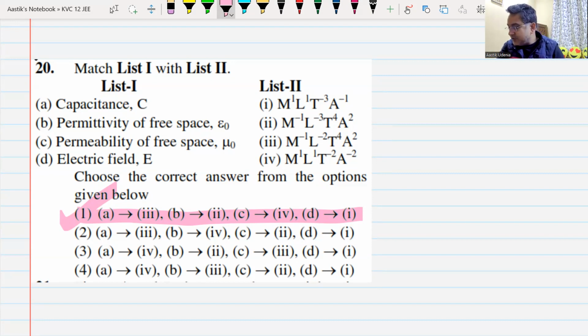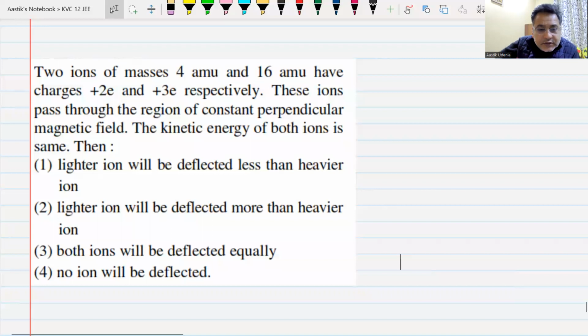Let's see how you do with this one. Revision time. One of the last questions that you are going to see before the exams. Two ions of masses 4 AMU and 16 AMU have charges plus 2e and plus 3e respectively. These ions pass through a region of constant perpendicular magnetic field. The kinetic energy of both ions is the same. Then, which is the correct option? You have 2 minutes to show your talents, else I will show mine.